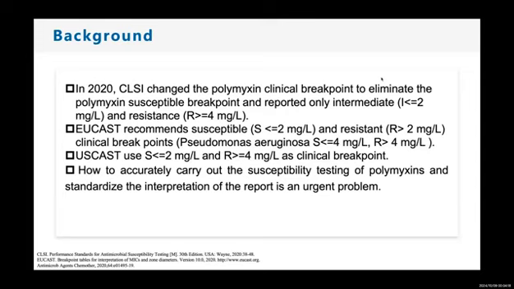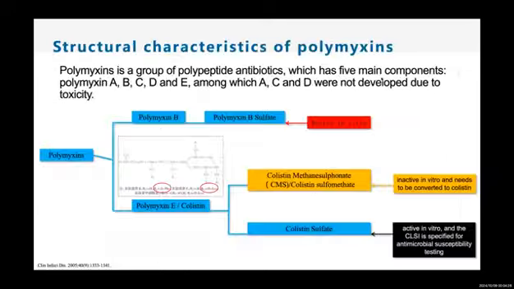So, how to accurately carry out the susceptibility testing of polymyxins and standardize the interpretation of the report is an urgent problem. Polymyxin is a group of polypeptide antibiotics, which have 5 main components: polymyxin A, B, C, D, and E, among which A, C, and D were not developed due to toxicity. Polymyxin B is active in vitro, and polymyxin E, colistin sulfate, is active in vitro, and the cell size is specified for AST testing.